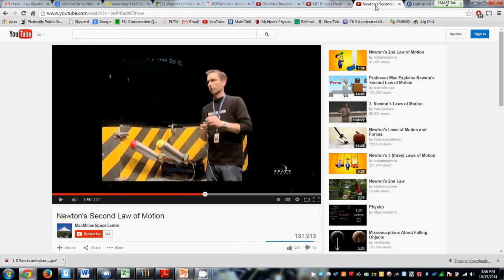This guy has two cannons. The red ball is twice as heavy as the yellow ball. He's put them both into a cannon. He's going to fire both of these.